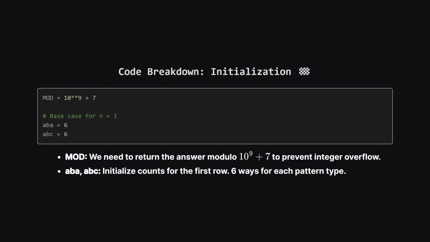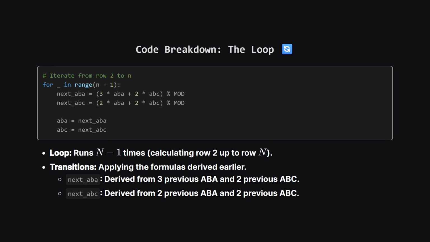First, we define our modulo constant, because the answer can get massive. Then, we set up our variables for the first row. We have a variable ABA set to 6, representing the 6 ways to paint the first row with the same outer colors. And we have ABC also set to 6, representing the 6 ways to paint the first row with different outer colors. Now comes the main logic.